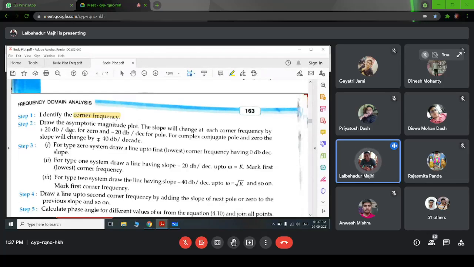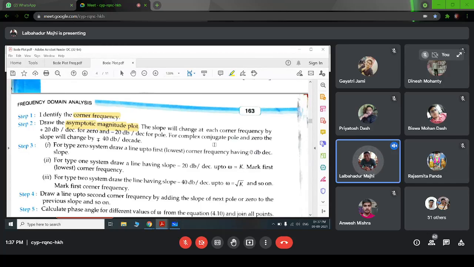Then the next step is we have to draw the asymptotic magnitude plot. It is not the exact magnitude plot, but it is the asymptotic magnitude plot, because in this asymptotic magnitude plot, we can roughly estimate the stability of our system. So we don't need to do the actual magnitude plot. The slope will change at each corner frequency by plus 20 dB per decade for a zero and minus 20 dB per decade for a pole.